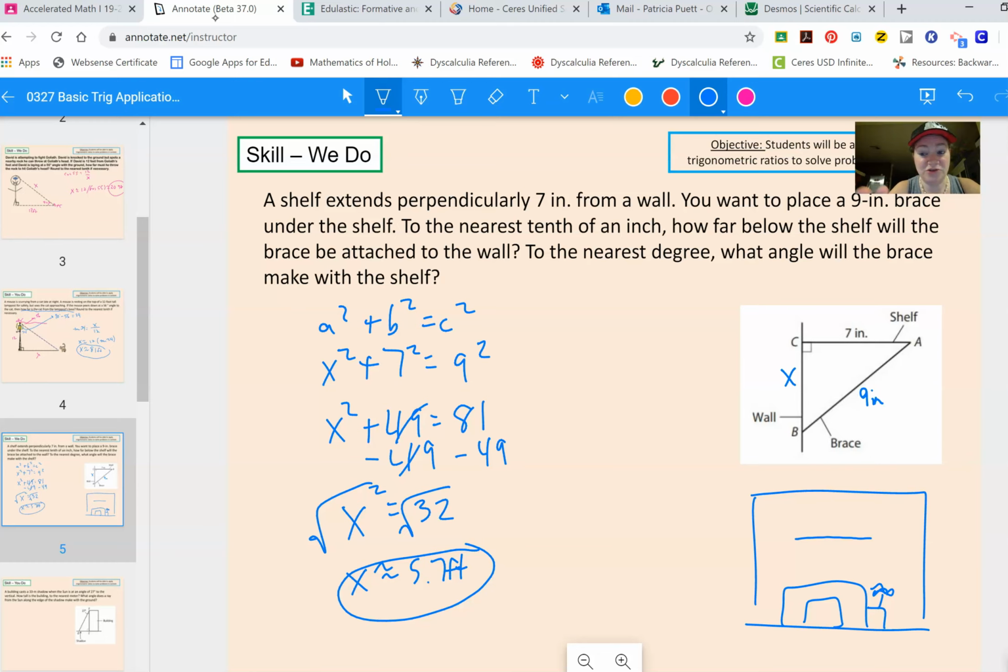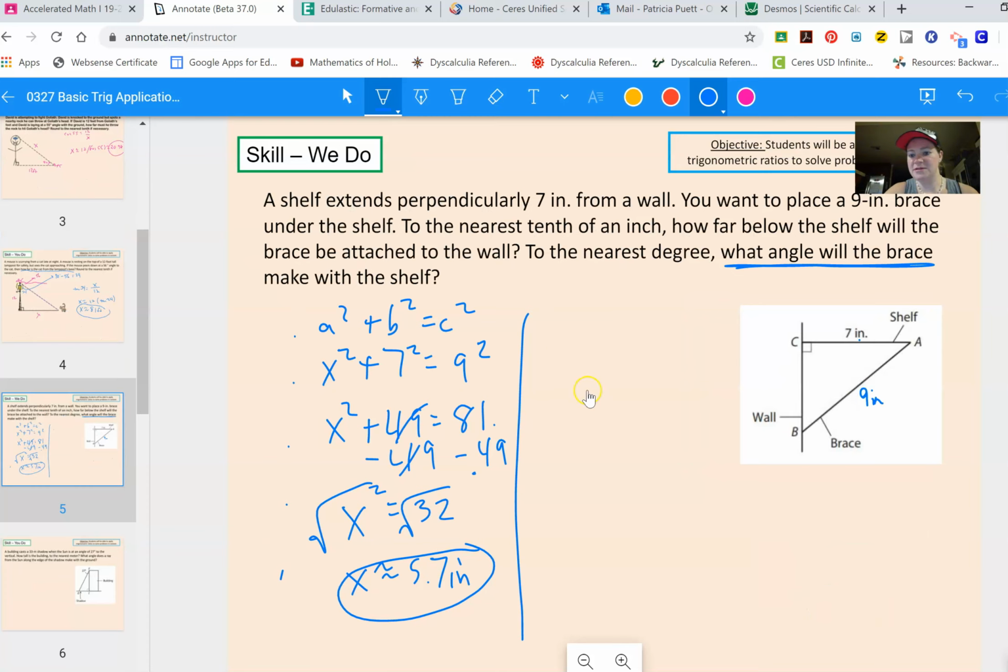Okay, so this is actually a two-part problem. To the nearest tenth of an inch, so 5.7, how far below the shelf will the brace be attached to the wall? Now, the second part: the brace will be at this angle right up here. Why that angle? Because you're looking at the angle the brace is making with the shelf, so that's what you're specifically looking for. That being said, you need to be using cosine. So the cosine of my angle x, or angle A, whichever you want to call it, is going to be equal to 7/9.